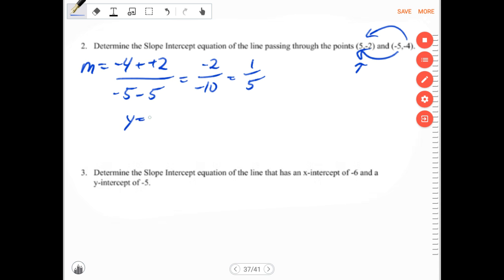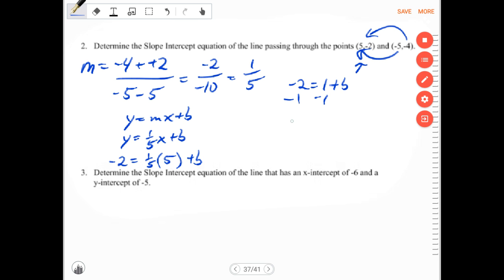Okay, so again, y equals mx plus b. The slope we just figured out was 1/5, so 1/5 x plus b. Then we put in the coordinates that we chose. So -2 equals 1/5, and our x for that is 5, plus b. Now 1/5 times 5 is just 1, so -2 equals 1 plus b. Subtract 1, so -3 equals b, and then just put the x and y back in. So y equals 1/5 x minus 3.